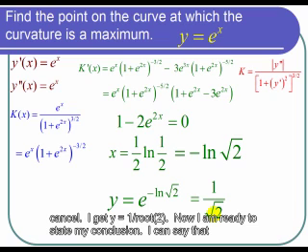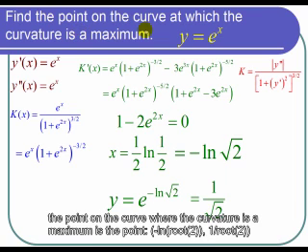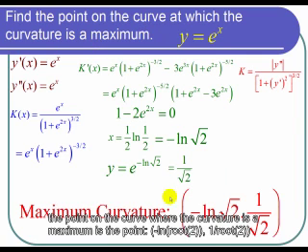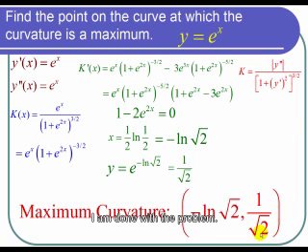So now I'm ready to state my conclusion. I can say that the point on the curve where the curvature is a maximum is the point negative the natural log of root 2, comma 1 over root 2. And I'm done with the problem.